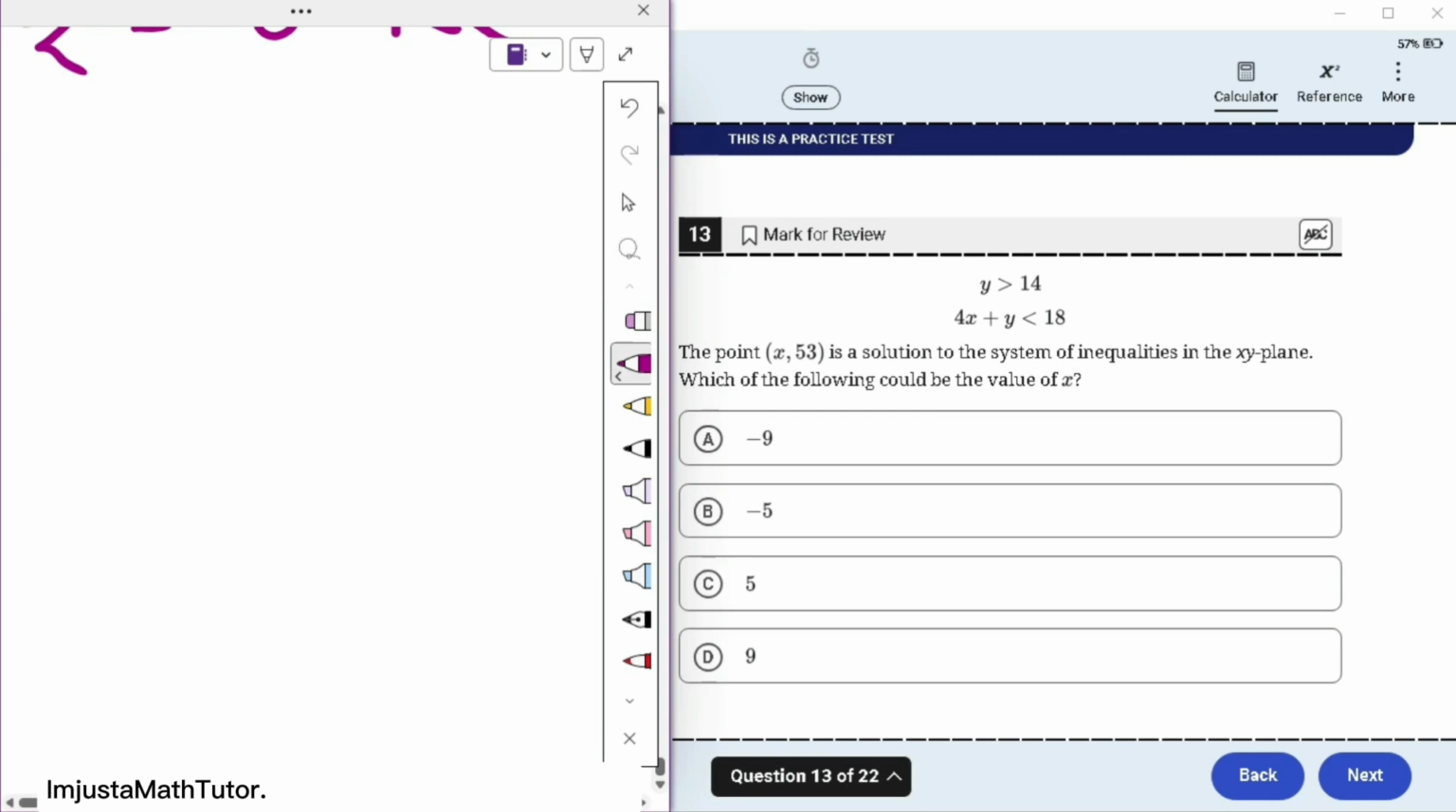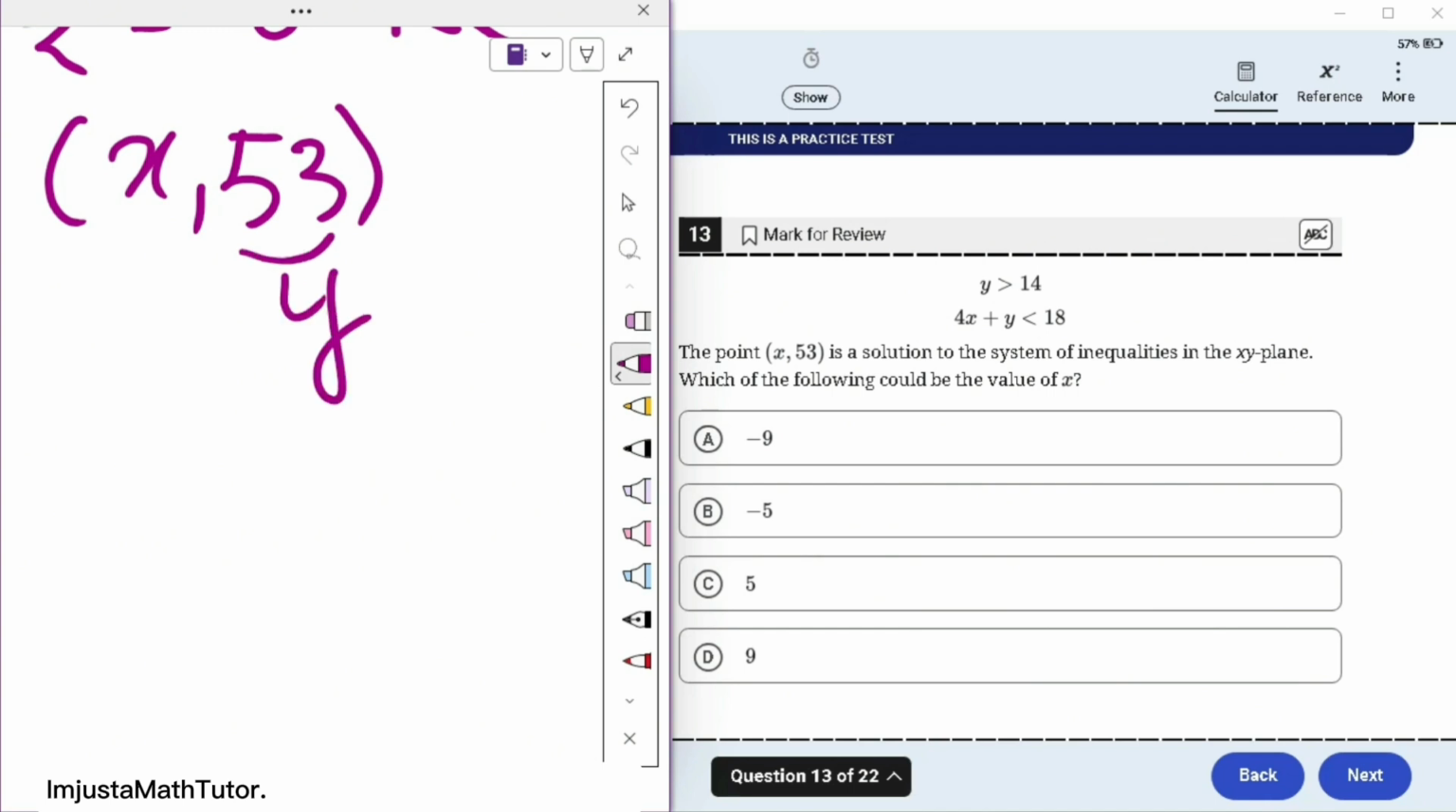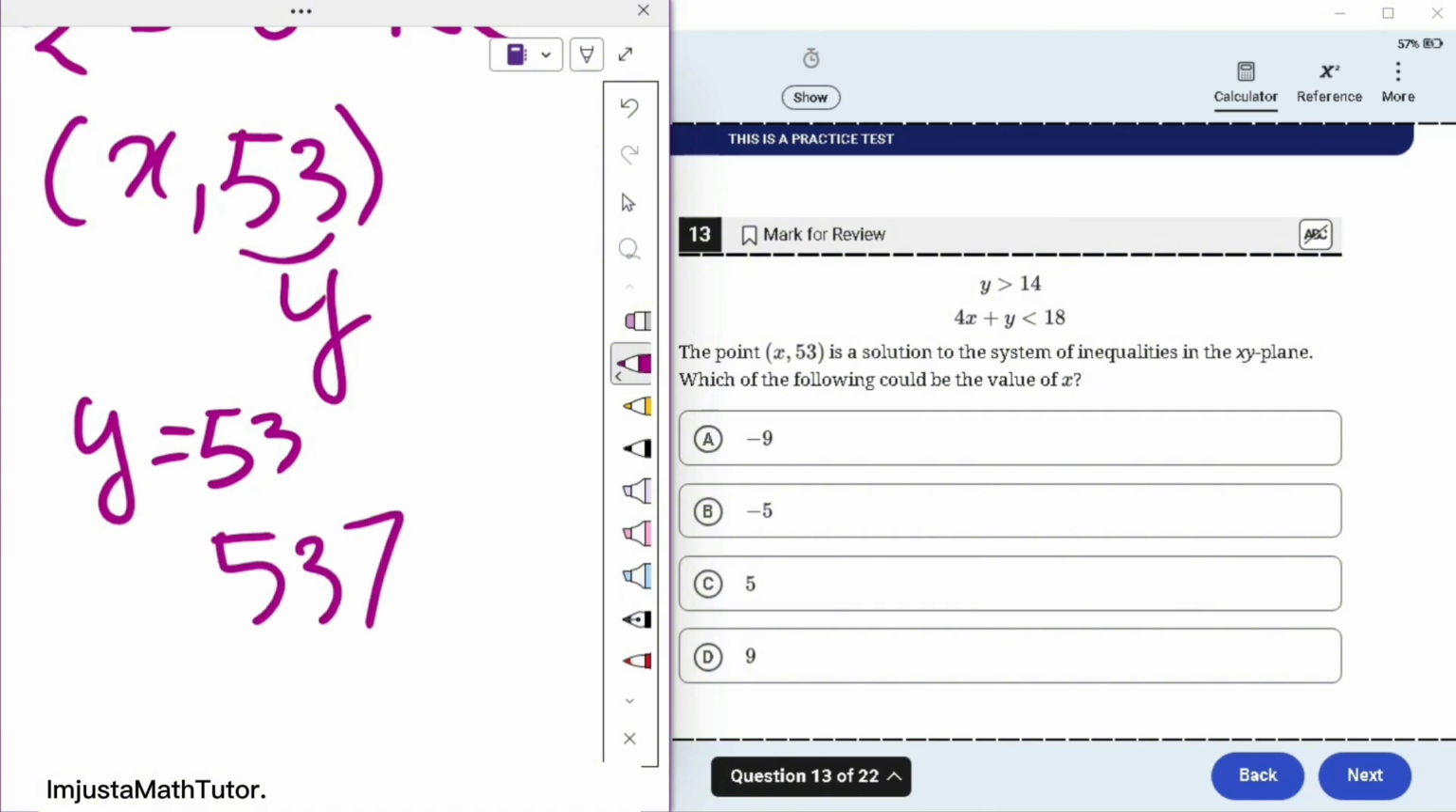The point (x, 53) is a solution to the system of inequalities in the xy plane. Which of the following could be the value of x? So we have (x, 53). Now, when we have a point, then that means the first is x and the second is y. So we have our y equals 53. We plug that into our first equation. It gives us 53 strictly greater than 14, which is true.